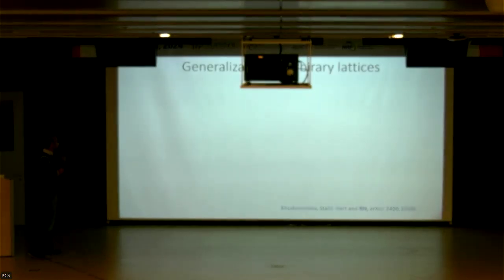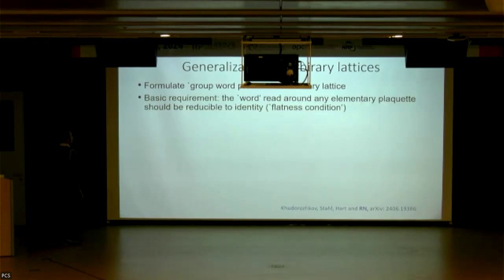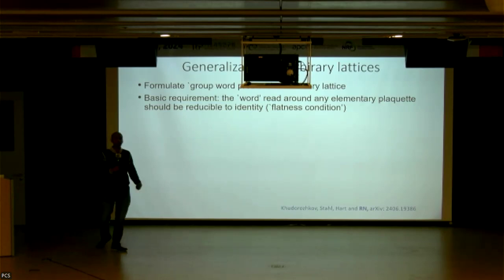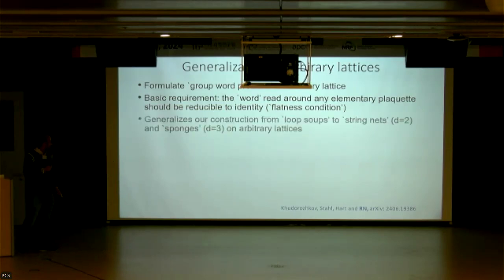So you can apply this machinery of the group word problem to formulate this on an arbitrary lattice. The way to do it is you set it up where you have an arbitrary lattice. The on-site Hilbert space is a set of characters, which are group elements. And the basic requirement is that the word read around any elementary plaquette should be reducible to the identity under some sequence of local equivalence relations. This is what we call the flatness condition. And this generalizes our construction to arbitrary lattices, arbitrary dimensions.